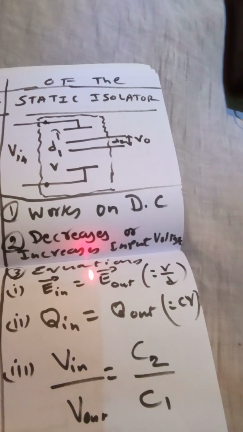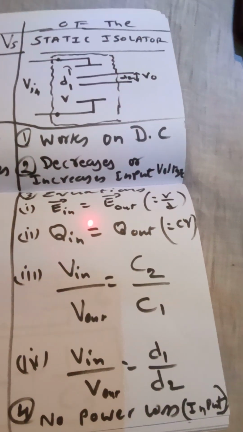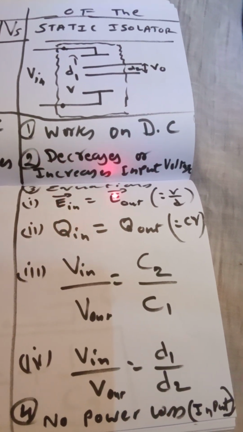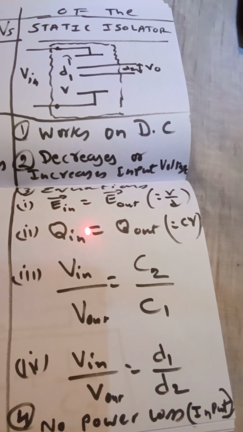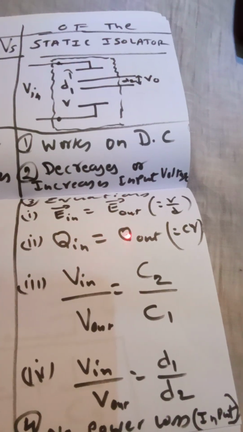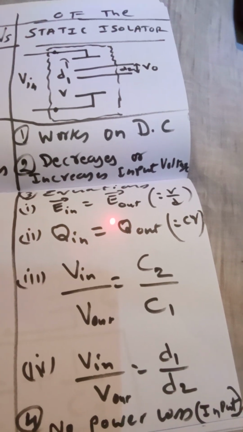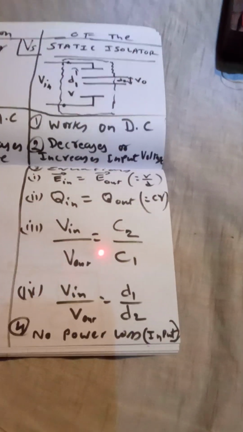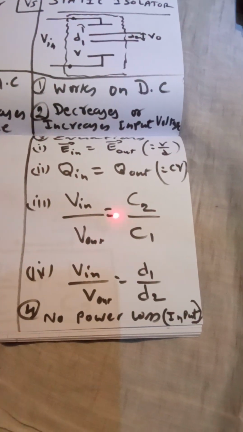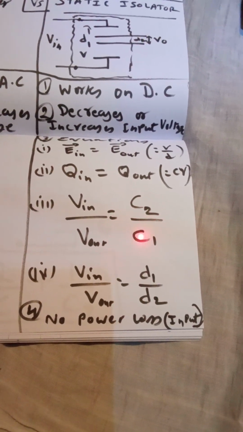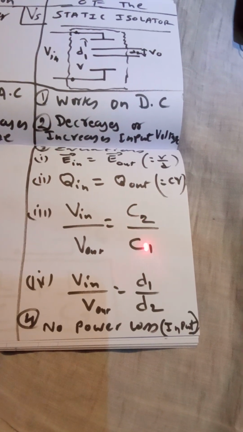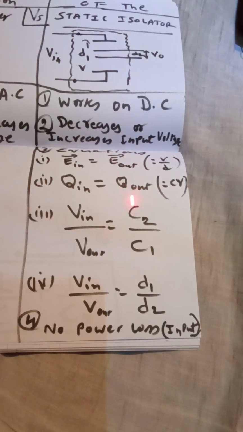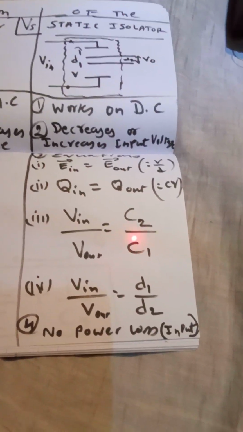The equations related to the static isolator are: the electric field remains constant for input and output, and the charge on all the plates remains constant in magnitude. Now coming to the equations related to input and output, it will be in the ratio of the capacitances. So V input by V output will be equal to C2 by C1. C2 is the output capacitance, C1 is the input capacitance.